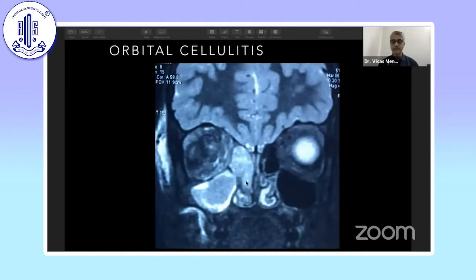So there is an ethmoid sinus which is full, there is a maxillary sinus which is full, and there is a lot of infiltration into the medial and the inferior part of the orbit here. So this is a situation where the infection has gone into the orbit, the posterior part of the orbit. So this is a case of orbital cellulitis, or frank orbital cellulitis, as we are supposed to be discussing.